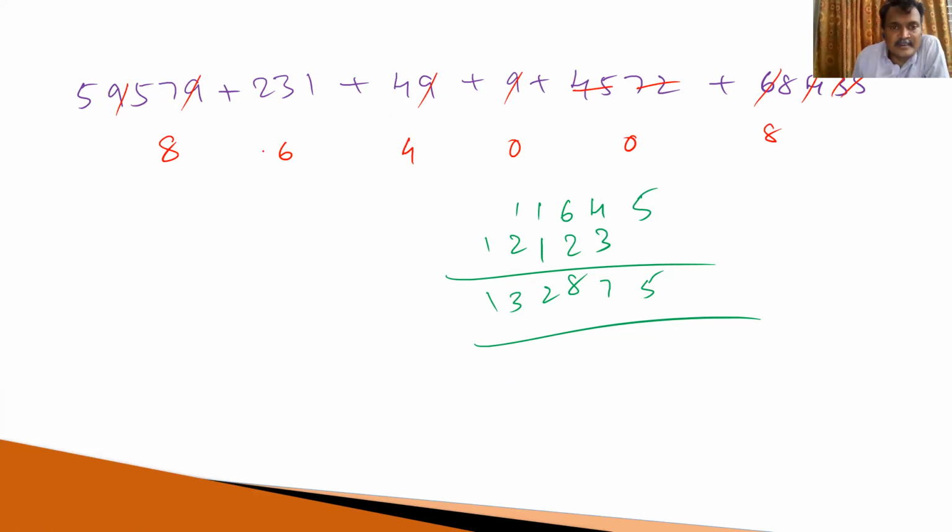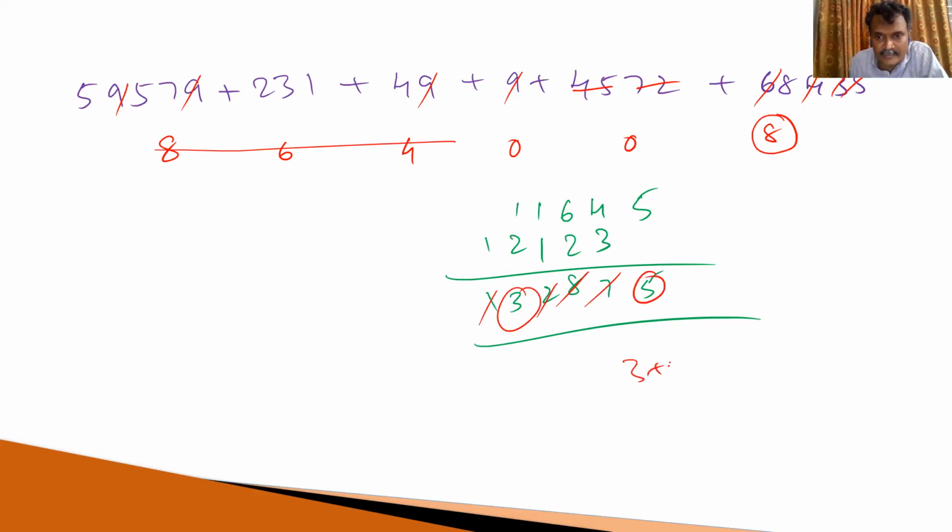Now, what is the sum? 6 and 4, 10. That is equal to 1. 1 plus 8. That is equal to 0. So what is the digit sum of this sum? That is equal to 8. Right? Now, cross-check your answer with the digit sum. Here, 8 and 1 get cancelled. 7 and 2 get cancelled. 3 and 5. What is 3 plus 5? That is equal to 8. So your answer is correct. That's it.